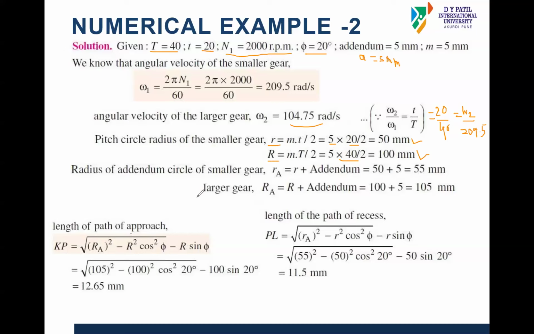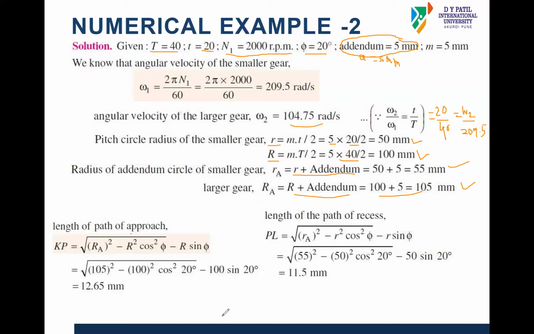Then we can calculate addendum radius. Addendum radius is pitch circle radius plus addendum, for pinion and for gear. The addendum is the same, 5 mm for both the pinion and gear. So put that value: 50 plus 5 is 55 mm, and 100 plus 5 is 105 mm. So you can get the value of small RA, addendum radius for the pinion, and capital RA, addendum radius for the larger gear.